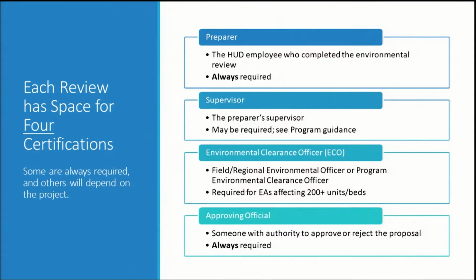Each program determines whether the preparer's supervisor should certify the review. Consult program guidance or your program environmental clearance officer for more information. An environmental clearance officer, meaning the field environmental officer, regional environmental officer, or program environmental clearance officer, must sign off on all environmental assessments affecting 200 or more units or beds. Some projects may require a second approving official to certify the review. We'll discuss how to handle that scenario at the end of this video.